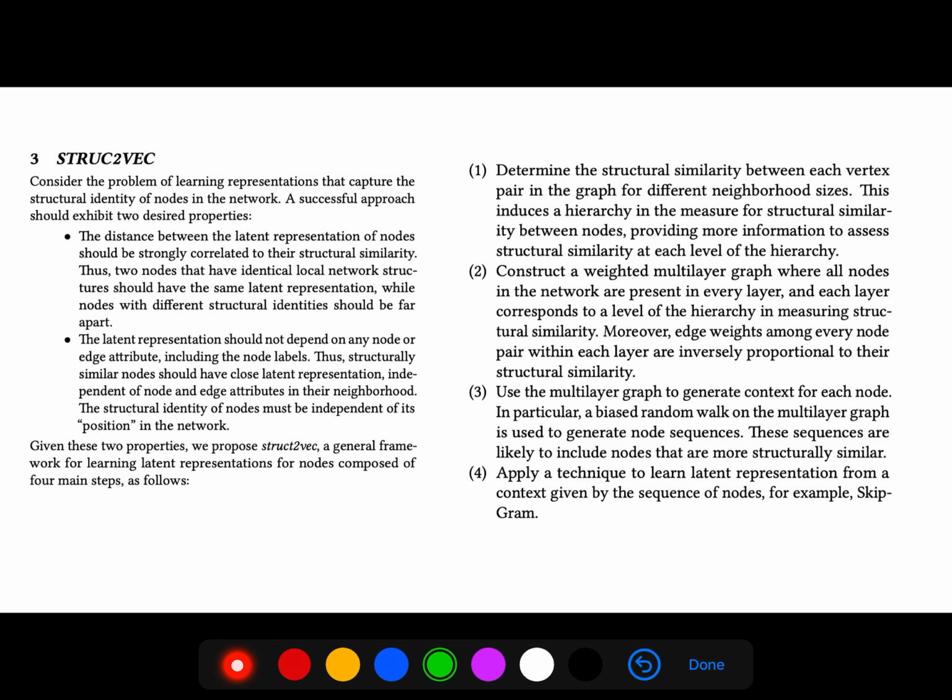So we have 4 steps in this algorithm. First, we determine the structural similarity between each vertex pair in the graph for different neighborhood sizes. Then we construct a weighted multi-layer graph where all nodes are present in every layer. Then we use the multi-layer graph to generate context for each node. And finally, apply a technique to learn latent representation from a context given by the sequence of nodes, for example, skipgram.